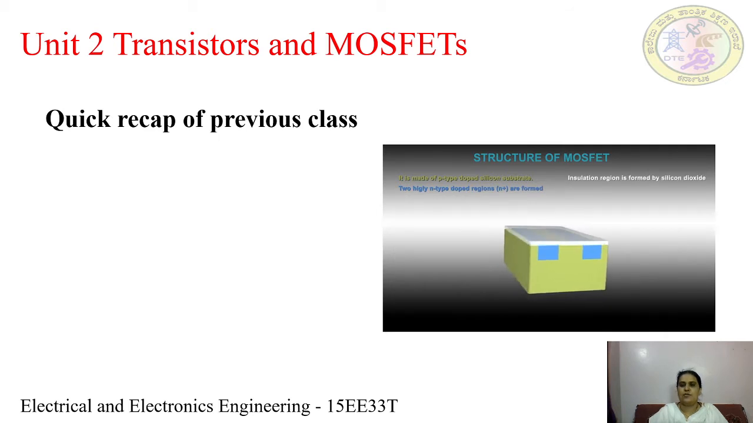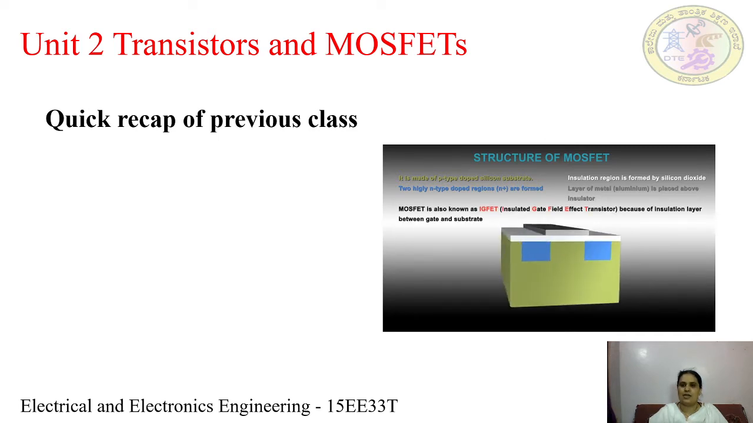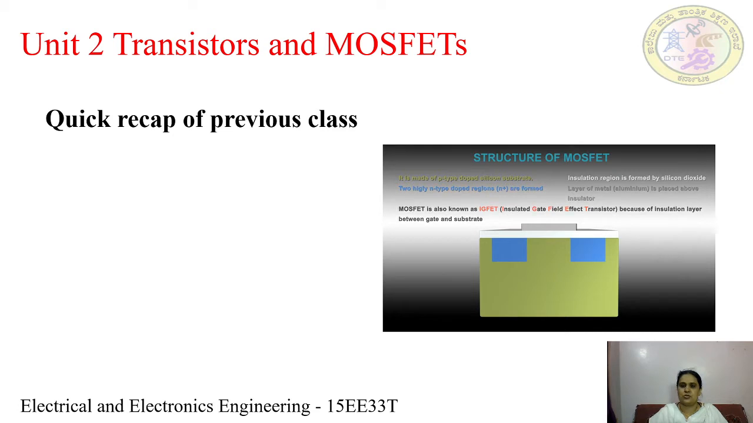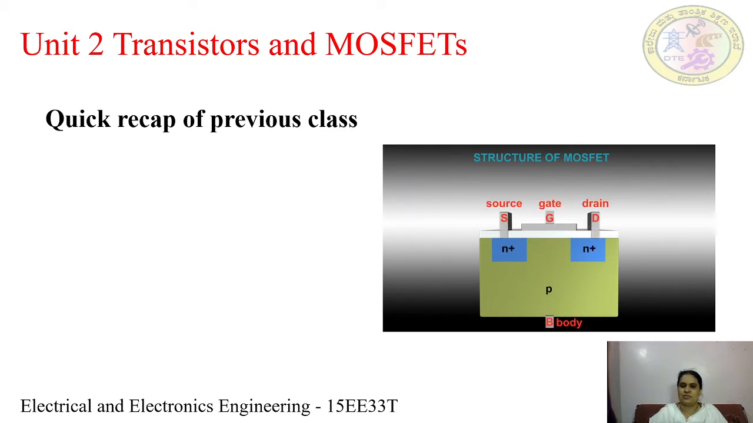It has a P-type substrate into which two heavily doped N plus regions are diffused, and the white one is a silicon dioxide layer which is deposited, and over that we have a metallic layer. The N plus regions, the blue ones, form the drain and the source terminals, and the gray layer is called the metallic layer. It forms the gate terminal.